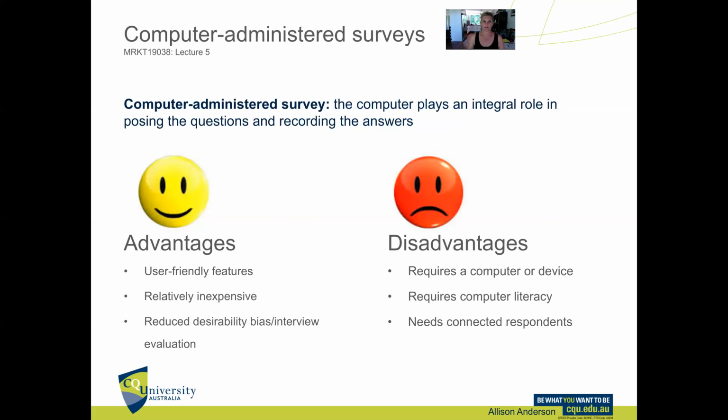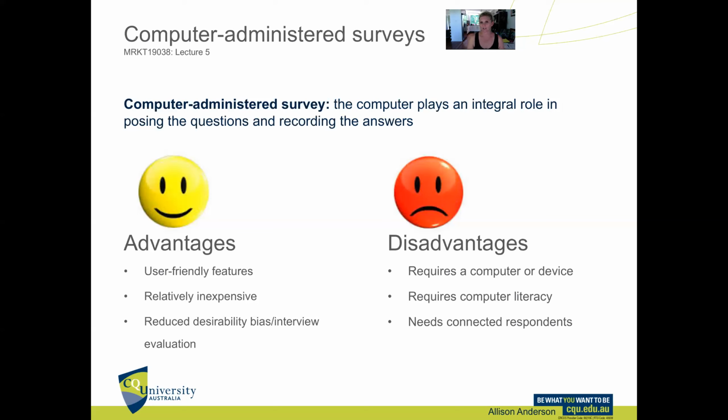Right, okay, computer-administered surveys. This is where the computer plays an integral role in posing questions and recording the answers. So I think probably a computer-administered survey would be a SurveyMonkey or Qualtrics style survey. The advantages are that they have user-friendly features, they're relatively inexpensive, and again, people can fill them in in the privacy of their own home with a fair bit of anonymity. So if they're anonymous, they may be more inclined to give honest answers.